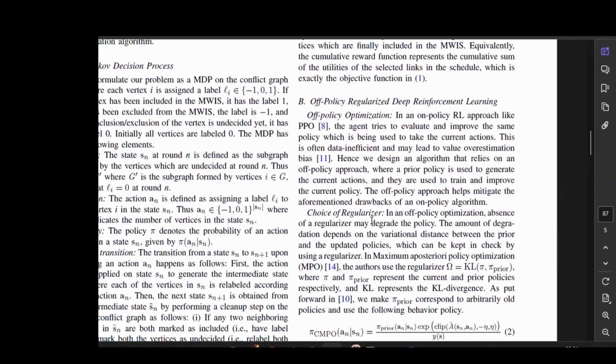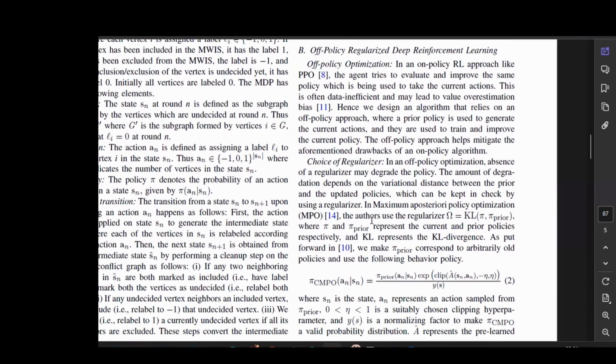Off-policy optimization utilizes historical data from past policies to improve the current policy, enhancing data efficiency and reducing value overestimation bias. Regularization with CMPO uses a clipped maximum a posteriori policy optimization regularizer to manage the variational distances between prior and updated policies, maintaining policy integrity.